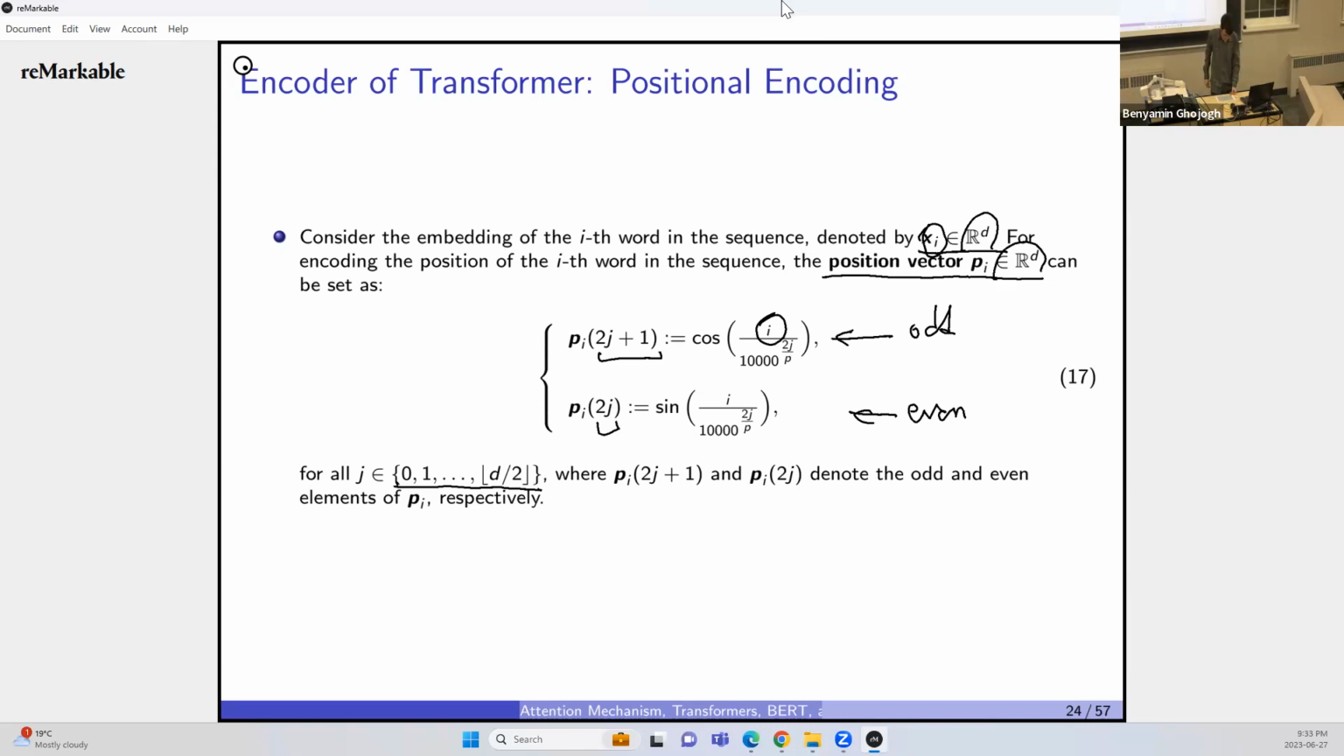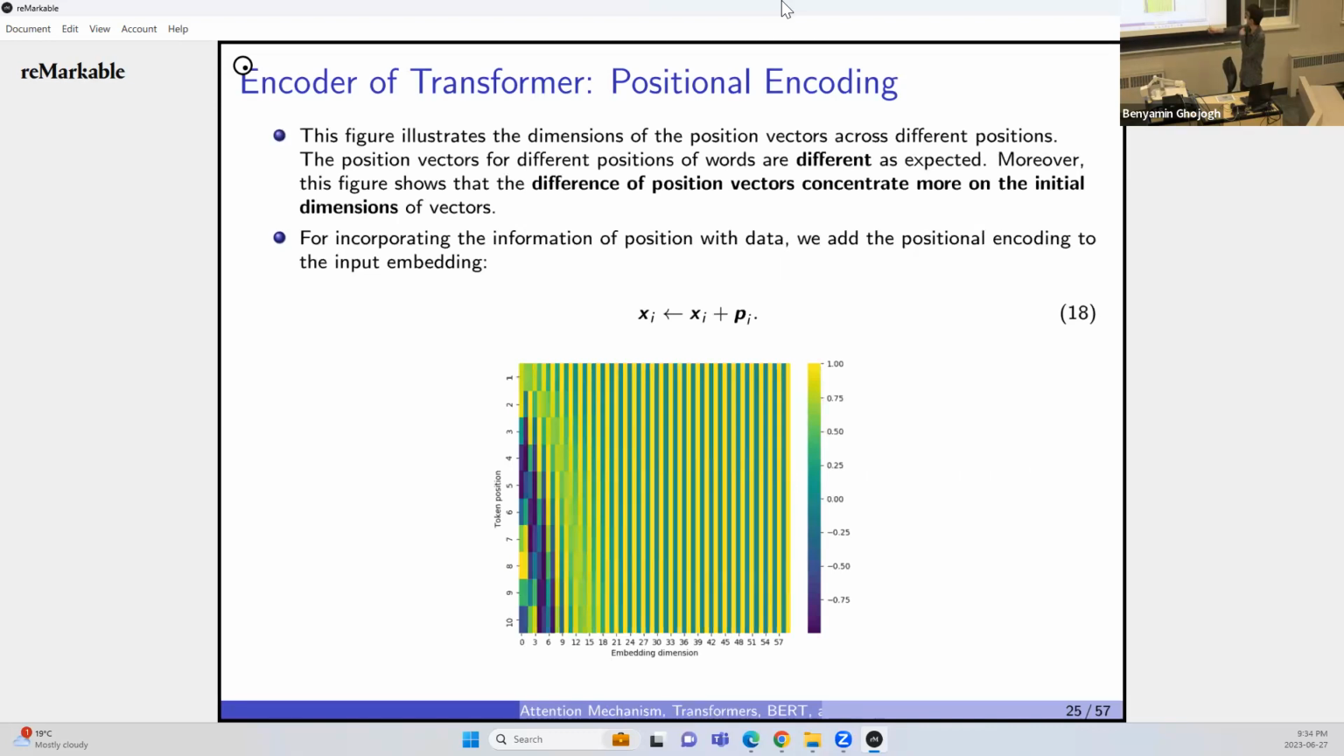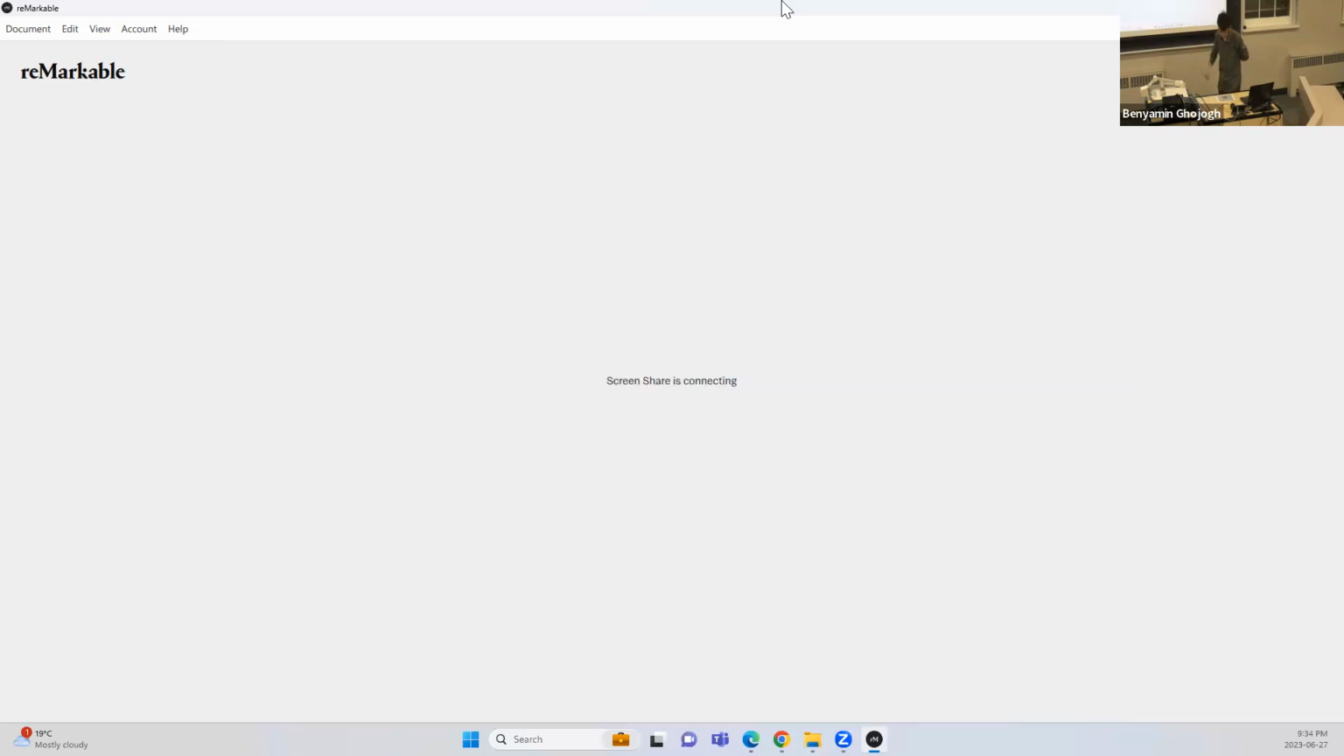If you fill it out, it will become something like this figure. I'm plotting them here. So what is this? This axis is i. This axis is the elements.